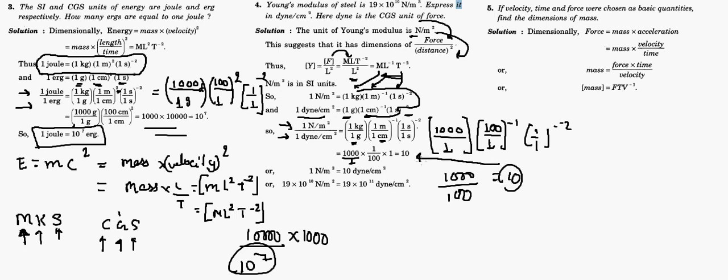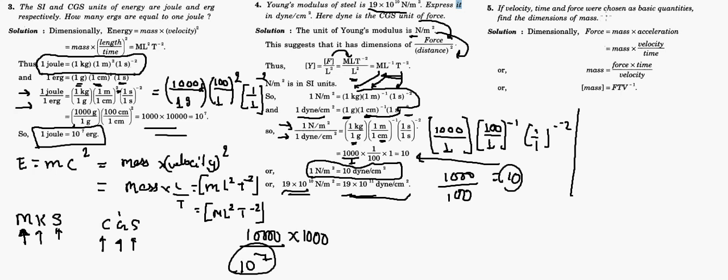That is our answer. Got it? So basically 1 Newton per meter square is nothing but 10 dyne per centimeter square. Hence, 19 into 10 to the power 10 will give us 19 into 10 to the power 11 dyne as per the given question. Got it? Let's discuss the next one.